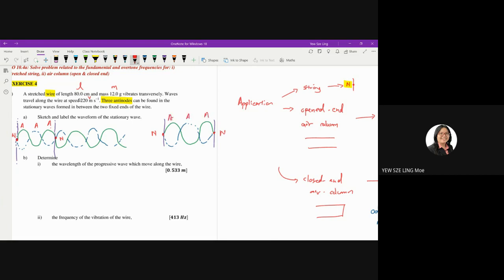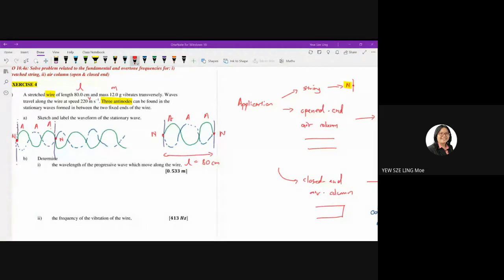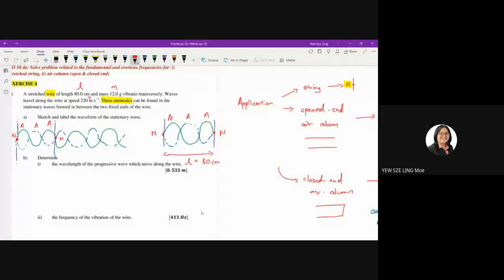Since you are given the length, you need to label the length in the diagram as well. So L equals 80 cm, or you can write it as 0.8 meter. That is how you sketch the diagram in an exam. So, 2 fixed ends with nodes on both sides. You have a node at both ends because now you are dealing with strings.